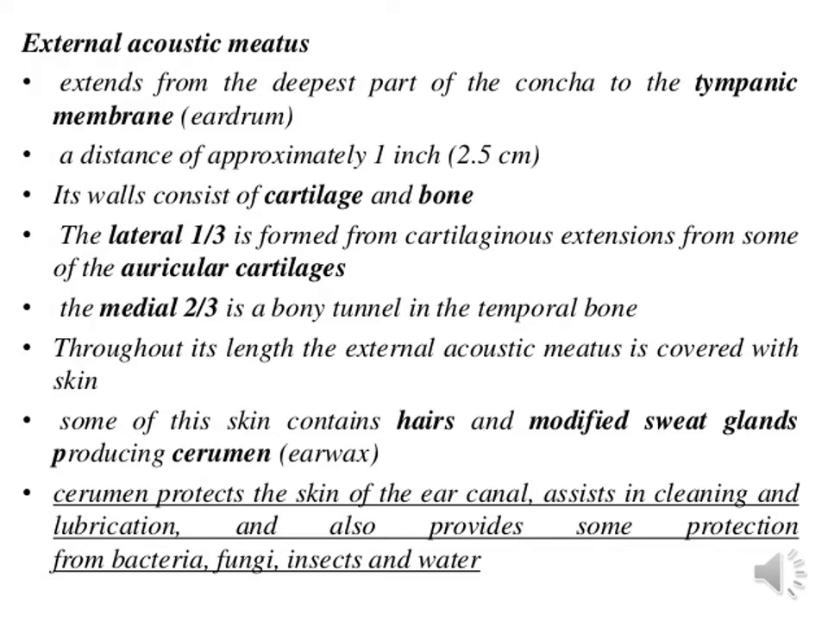The skin contains hair and modified sweat glands, producing cerumen, ear wax, to protect the eardrum from perforation. Cerumen protects the skin of the ear canal and assists in cleaning and lubrication, and also provides some protection from bacteria, fungi, infection, and water.